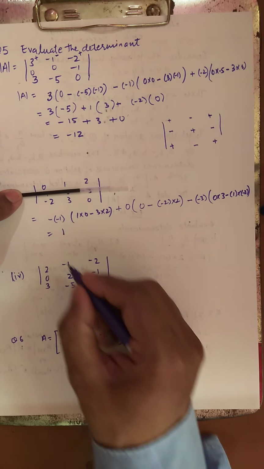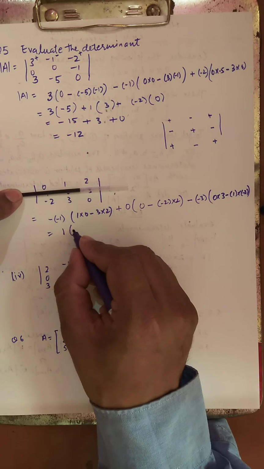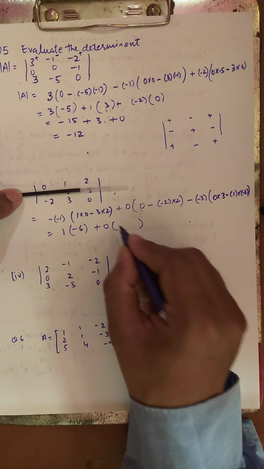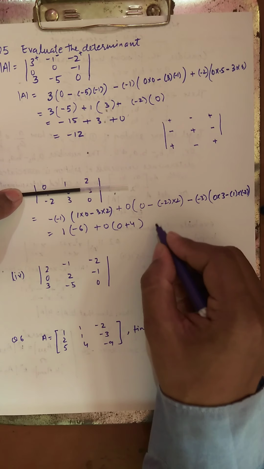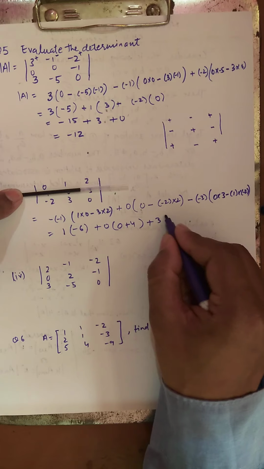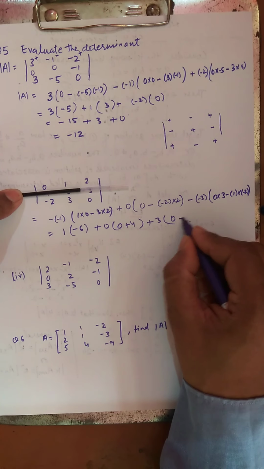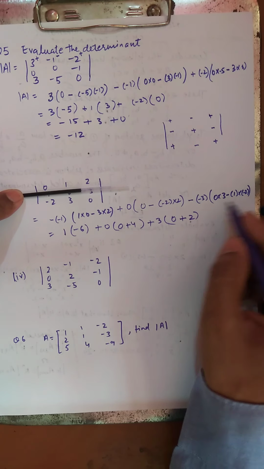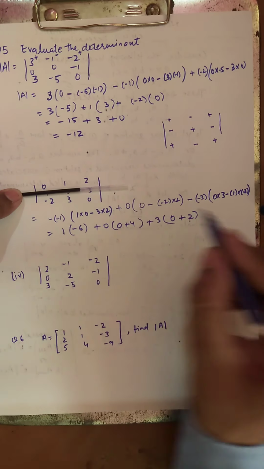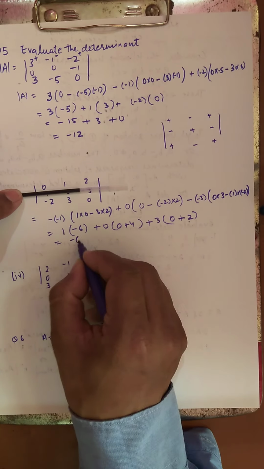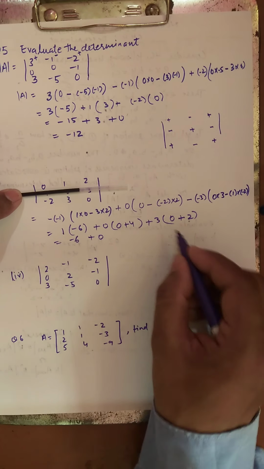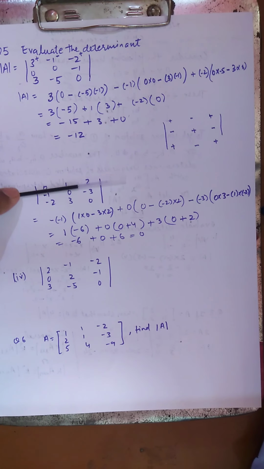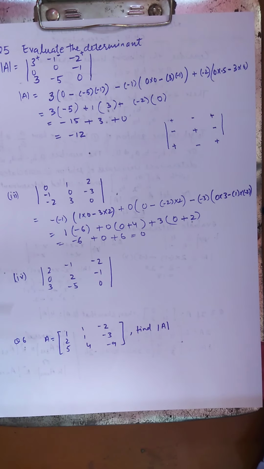So this becomes 1, this is 0, and this becomes minus 6. This 0 into any number is 0, this is plus 4. So now this is plus 3, this is 0, and this minus minus is plus 2. Plus 2, let me check, yes, 2. So this is minus 6, and this is 0, and this will become 6. So the answer of this is 0. It means the value of the determinant is 0.